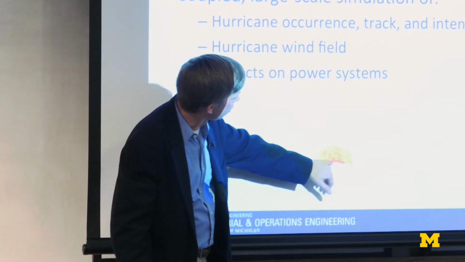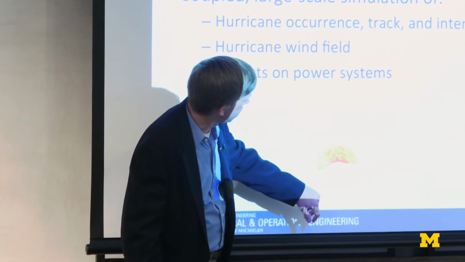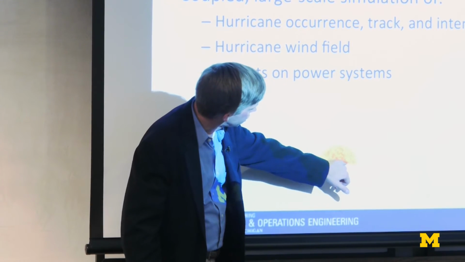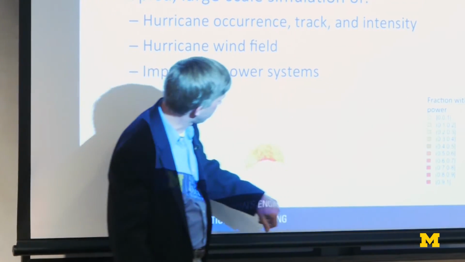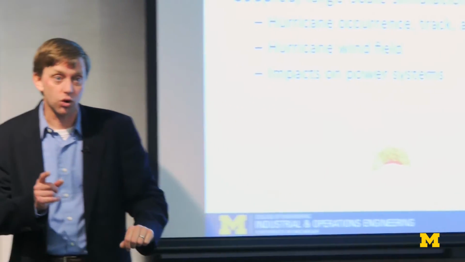simulated hurricane making landfall along the Texas-Louisiana area. And you can see we've got high outages here. This is the fraction of customers without power at the census tract level for one storm. So now we can do this lots and lots of times.